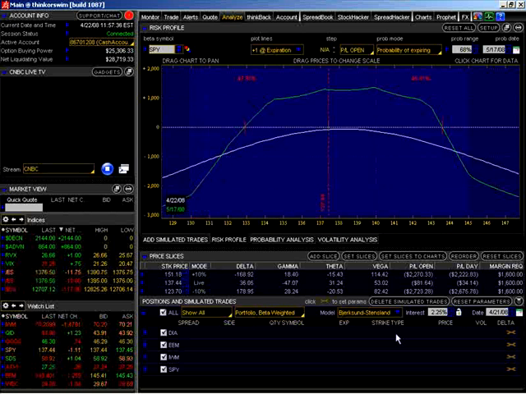Everything is exactly the same. You can enter trades, you can adjust trades, you can look at charts, you can monitor your account. You can do everything in a paper trading account with Thinkorswim that you can in a live account.